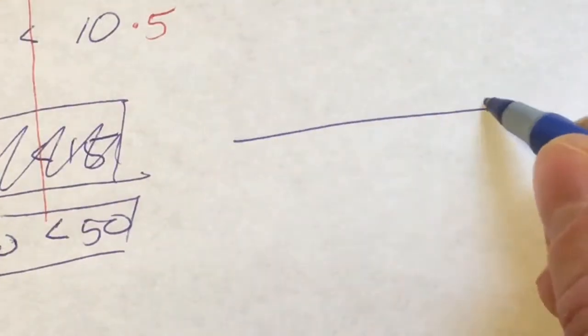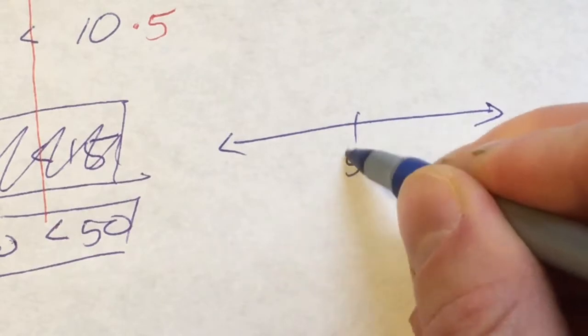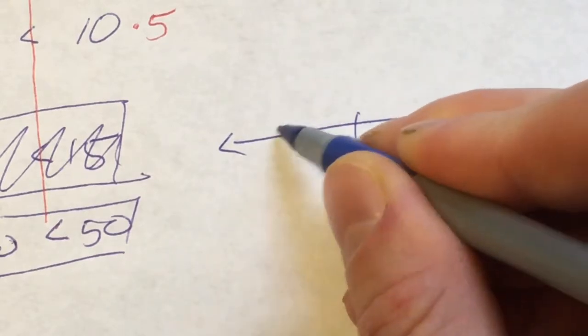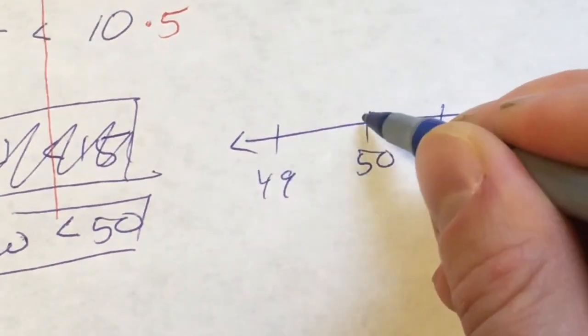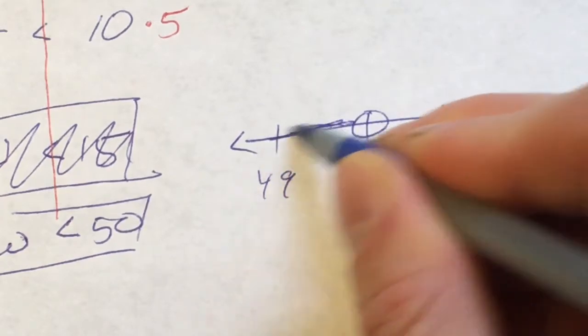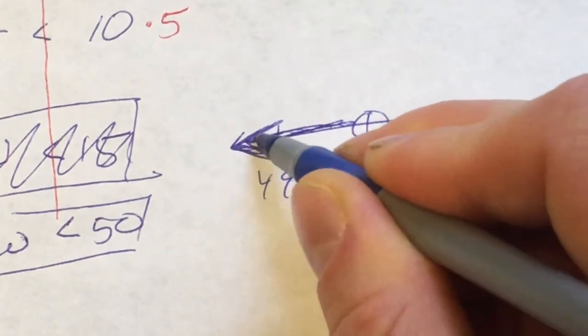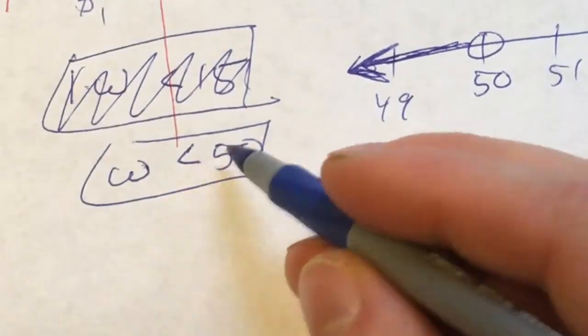And to graph my solution, pretty straightforward. There's a 50, 51, 49. I didn't leave myself much space. Heading in this direction. And I don't fill in the circle because it's less than 50. It's not less than or equal to 50.